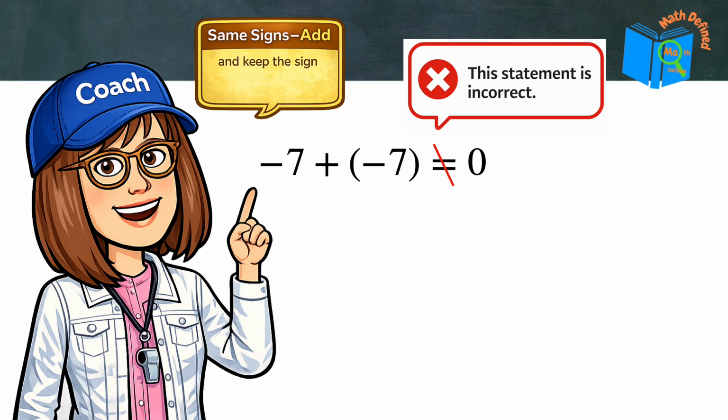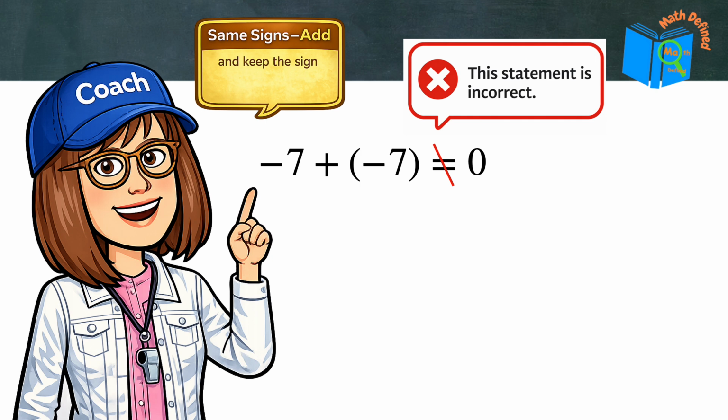This statement is a good example of a common mistake that students make. It almost appears as if the 7s are opposites, a negative 7 paired with a positive 7. But taking a closer look, you see that both integers are negative.